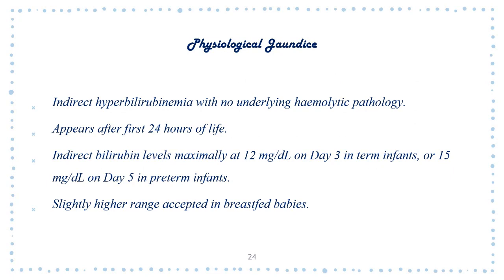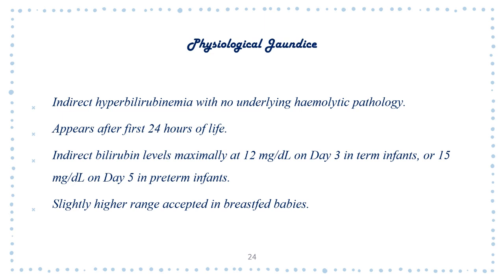So physiological jaundice is always indirect. It will not be direct hyperbilirubinemia, because if you just keep the pathophysiology in your mind, why does physiological jaundice happen? If you recall the pathway, you will be able to remember that it can only be indirect hyperbilirubinemia and not the direct side. It will happen after the first 24 hours of life. This should be engraved in your mind, that jaundice in the first 24 hours of life is not normal.